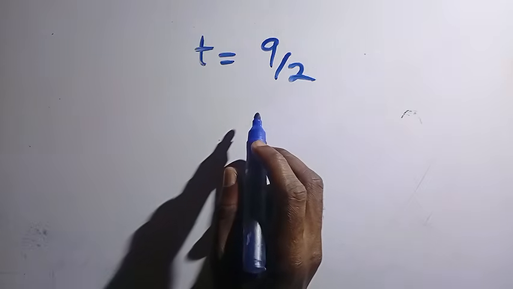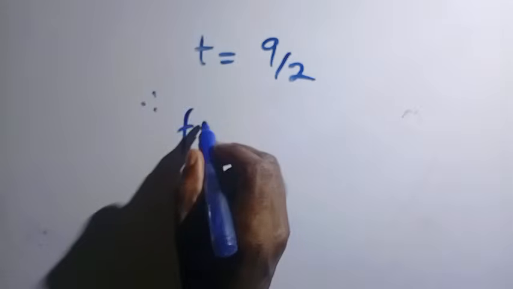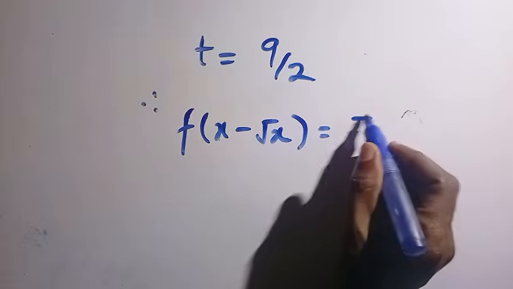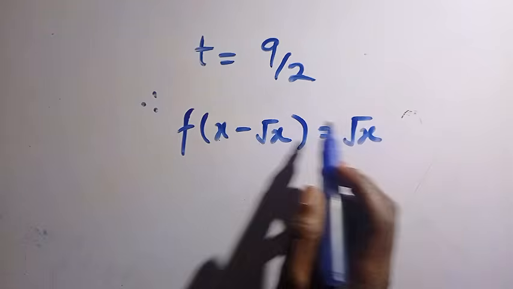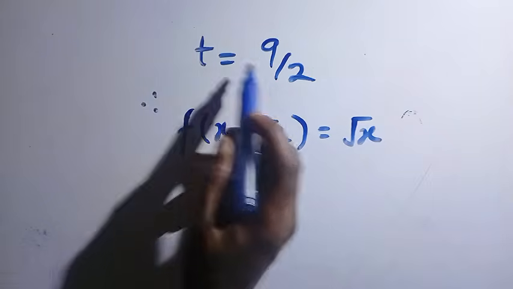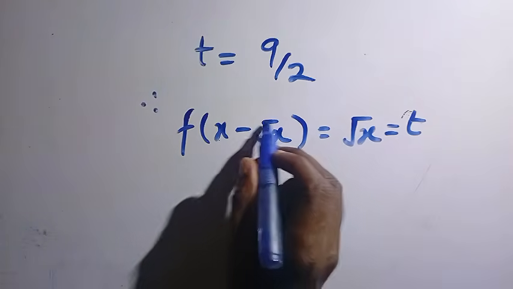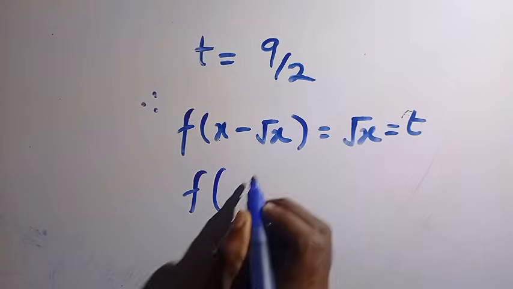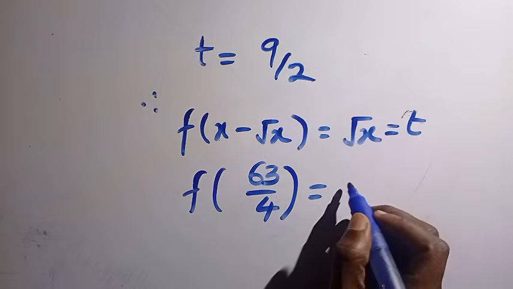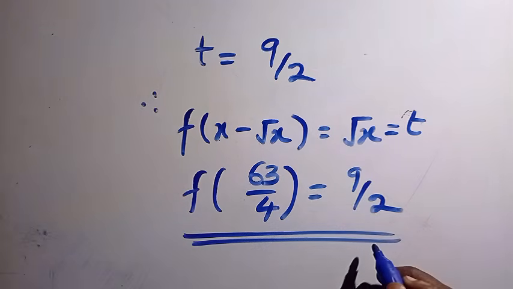So for t equals 9 over 2, we are going to make the conclusion from f of x minus root x equals root x. Don't forget that the square root of x here equals t, which is this. So therefore, f of 63 divided by 4 equals 9 divided by 2. This is the only solution that satisfies this.